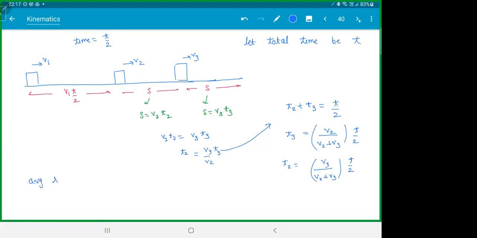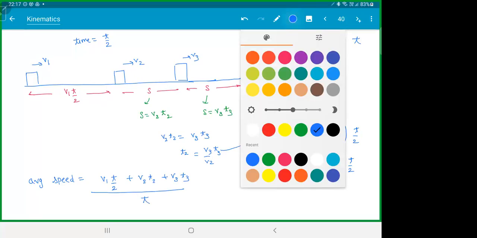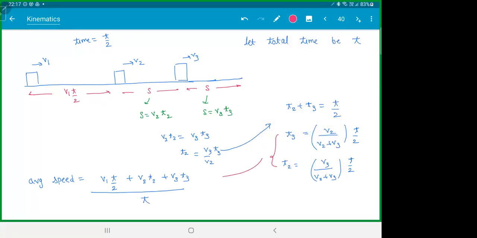And what is the average speed? Average speed is total distance by total time. What is the total distance? v1 t by 2 plus v2 t2 plus v3 t3. And what is the total time? T. So from these two, t3, t2, take it and put it in this.